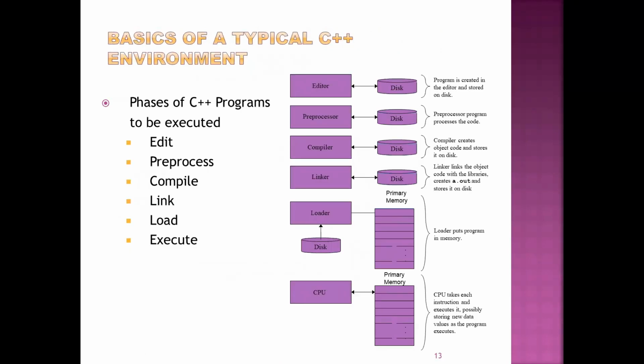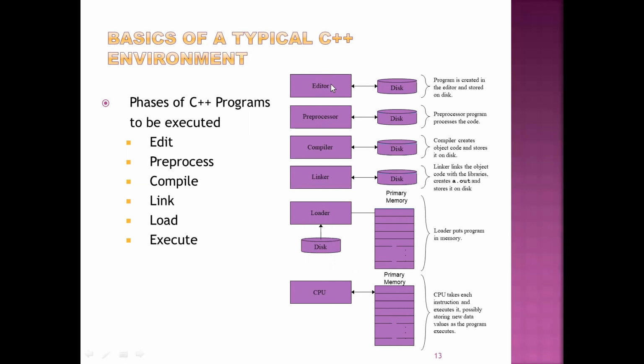Now let's come to our basics of typical C++ environment. It consists of different phases, starting from edit, preprocess, compile, link, load, and execute. So this is the complete workflow, which is also shown here. In the first phase, this is the editor. So edit phase, and you can see that we have the editor here for this phase.